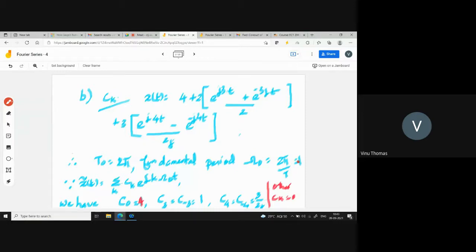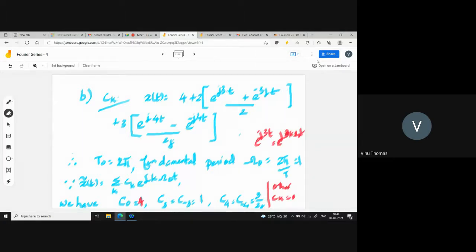Because the fundamental frequency is 1, the fundamental frequency exponential would be e raised to jt, because omega naught is equal to 1. So e raised to j3t is equal to e raised to j k omega naught t. And you know omega naught is equal to 1. So this term is equal to e raised to j k t, which means k is equal to 3.